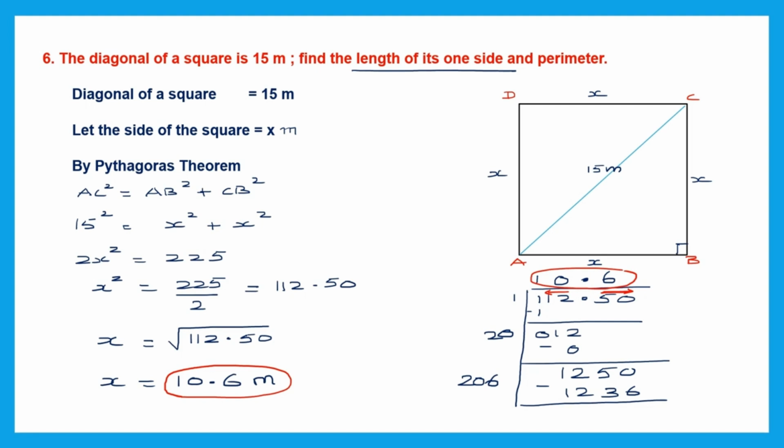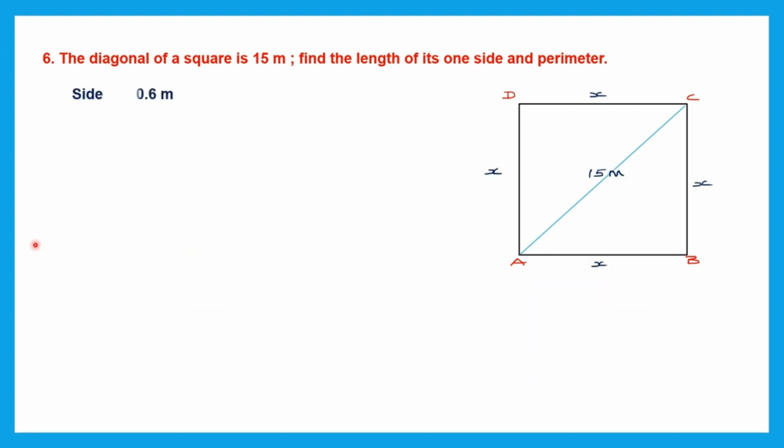Now let's go ahead and find the perimeter. So here the side is 10.6 meters and to find the perimeter, it is 4 into side, that is 4 into 10.6 meters. So let's multiply this.